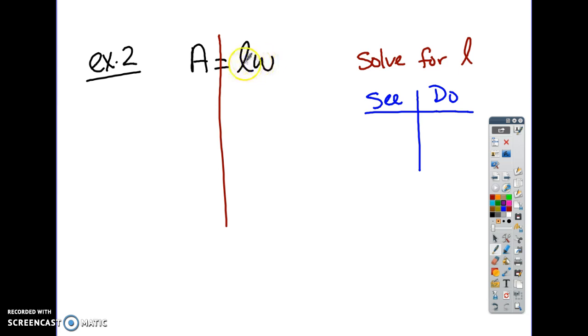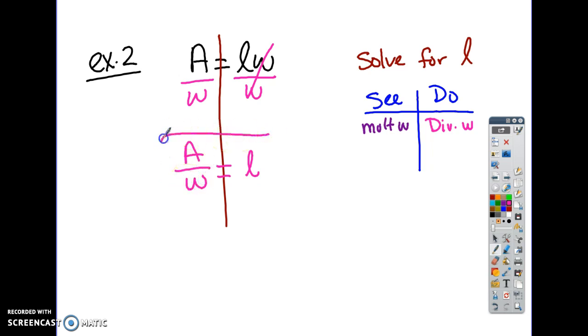When the letters are next to each other like that, with no symbol, that's multiplication. So L is being multiplied by W. So what are we going to do to get rid of it? We're going to divide by W, so it can cancel. Divide the other side by W. My answer is L equals A over W. That is it. So these are pretty easy now that we've been doing "do" so often. Let's do another example.